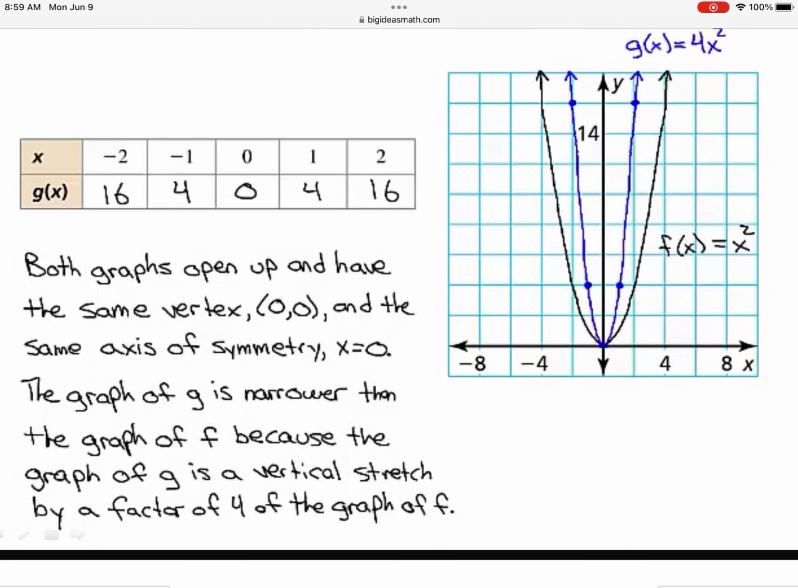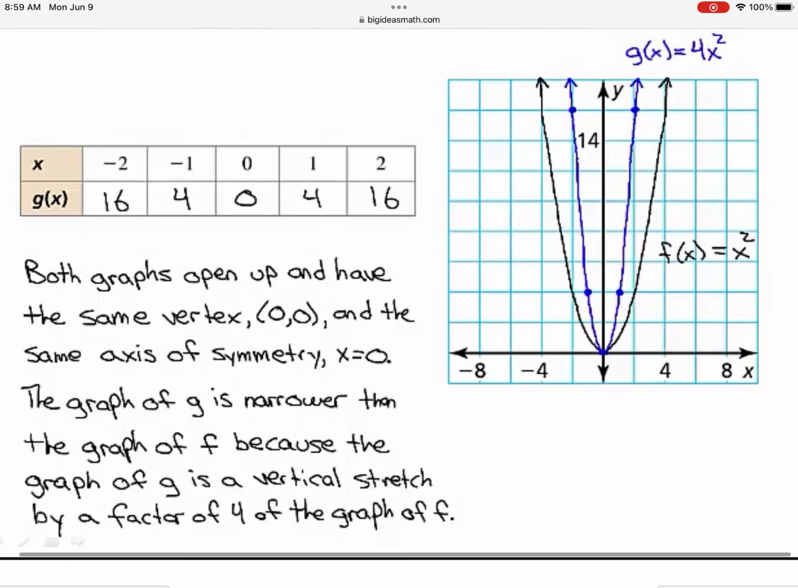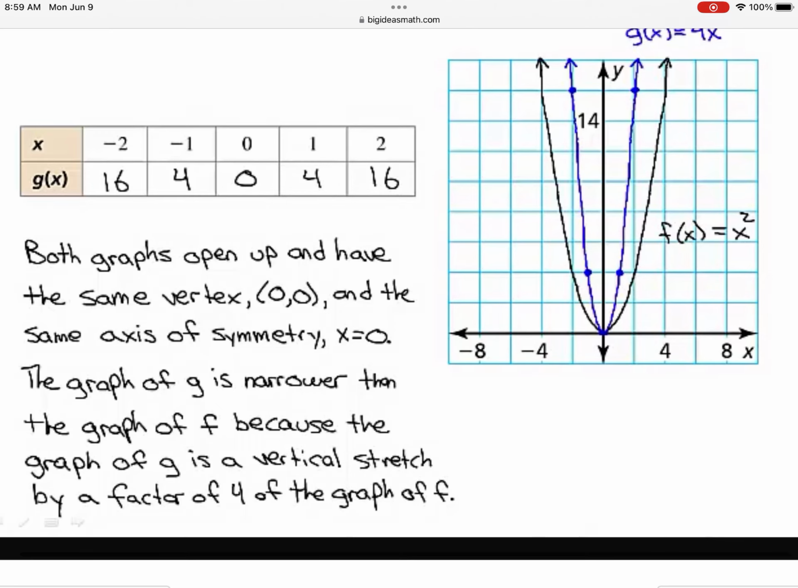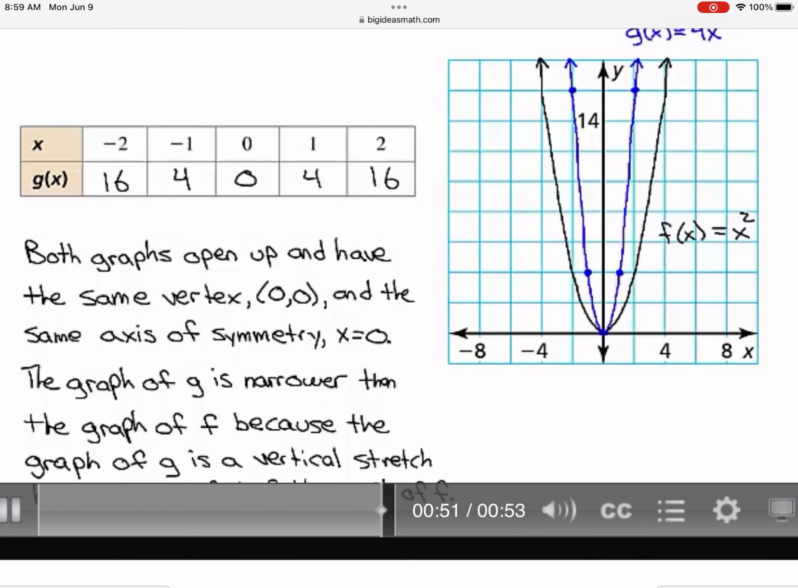Both graphs open up and have the same vertex (0, 0) and the same axis of symmetry x equals 0. The graph of g is narrower than the graph of f because the graph of g is a vertical stretch by a factor of 4 of the graph of f.